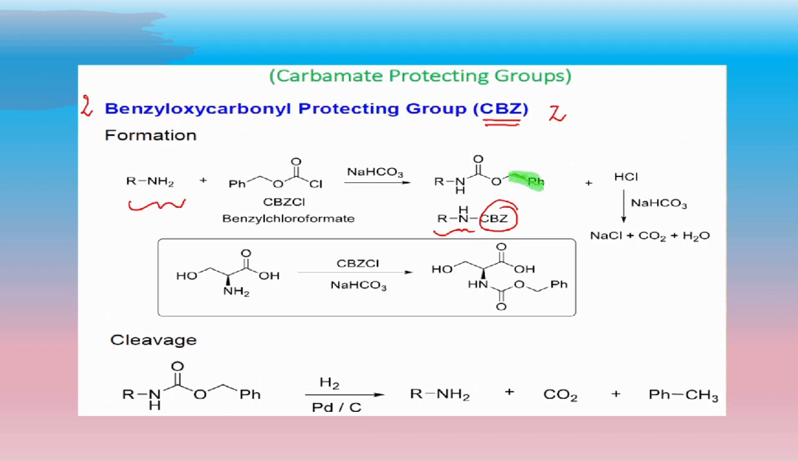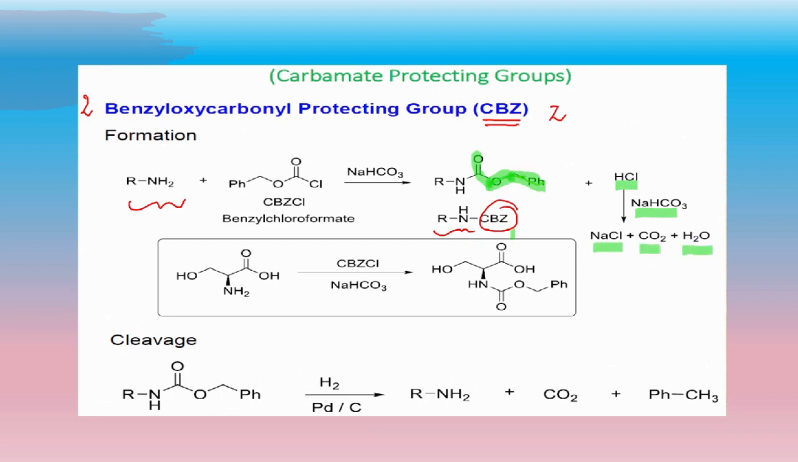C6H5CH2. Benzyl oxy, here oxygen, and here you can see carbonyl group. So this group is known as benzyl oxycarbonyl, and this particular group is used to protect this amino compound, and you get benzyl oxycarbonyl protected amino compound. Along with that, HCl is eliminated. Now to neutralize that, sodium bicarbonate is used, and we'll get NaCl, carbon dioxide and water.